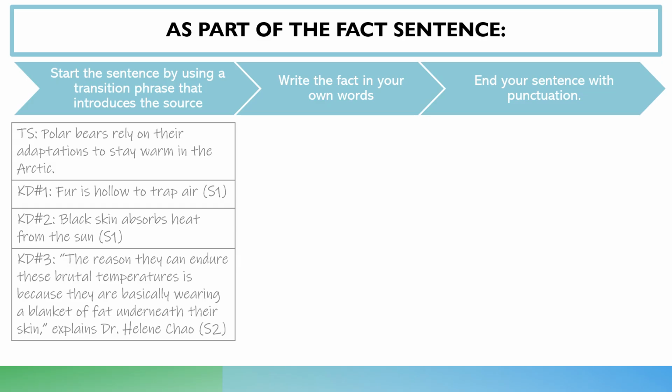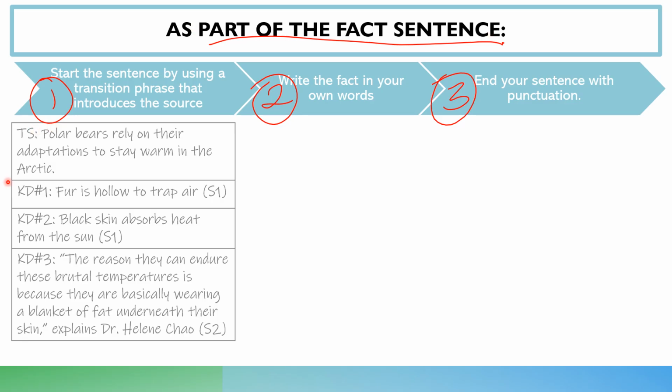Here's the next strategy. Another way that you can cite your sources is by including it as part of your fact sentence. To do this, you're going to start by using a transition phrase that introduces the source. And I'll show you some examples because I know that might be new. Then you're going to write the source in your own words, just like we did in the last strategy. And again, end our sentence with punctuation, just like the last strategy. We're going to use the exact same paragraph planner that we used before, but this time we're going to cite our sources using this secondary strategy.